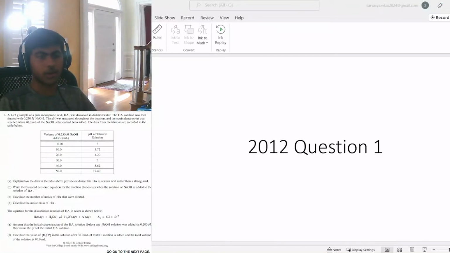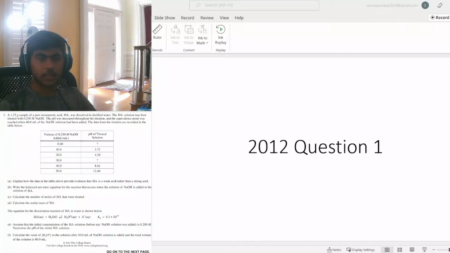Alright, number one. A 1.22 gram sample of a pure monoprotic acid, HA, was dissolved in distilled water. The HA solution was then titrated with 0.250 molar sodium hydroxide. The pH was measured throughout the titration, and the equivalence point was reached when 40 milliliters of the NaOH solution had been added. The data from the titration are recorded in the table below.